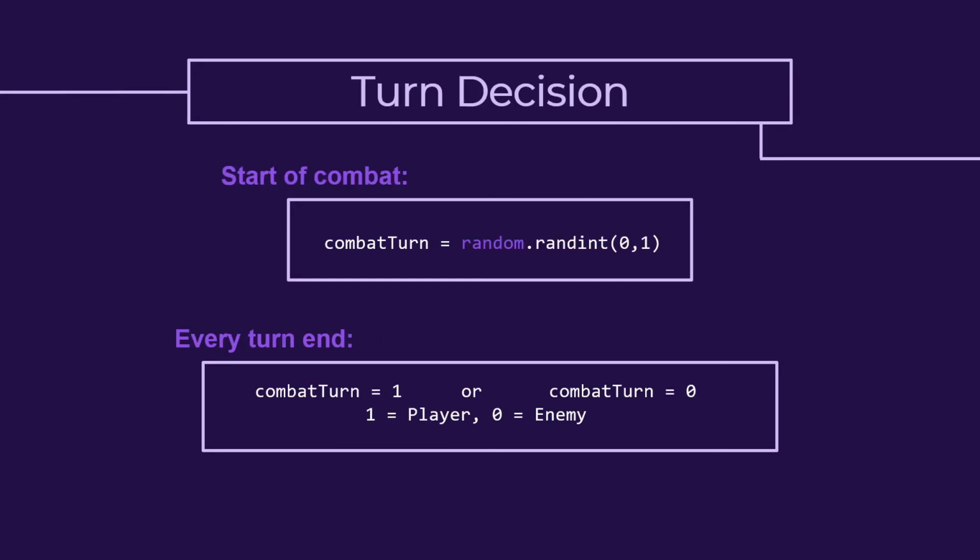In the start of combat, a variable named combat turn is assigned to a randomized integer between the range 0 and 1. This basically decides whether the player or the enemy gets the first turn in the combat. In the end of every turn, the combat turn is then set to 0 or 1, depending on whose turn it will be next. When combat turn is 1, it is the player's turn, and 0 refers to the current turn being the enemy's. This is looped until the combat ends.